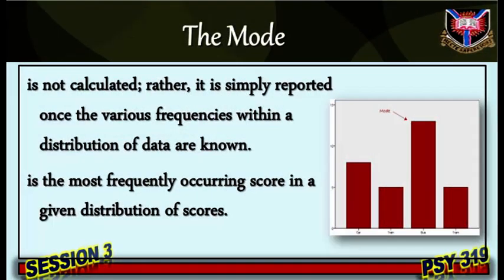The mode. The mode is the third measure of central tendency. The mode is not calculated, rather it is simply reported once the various frequencies within a distribution of data are known. In short, the mode is the most frequently occurring score in a given distribution of scores.